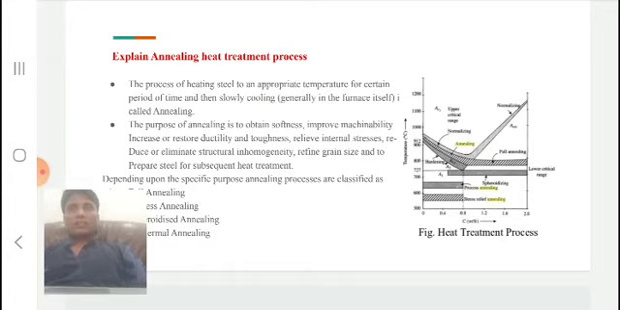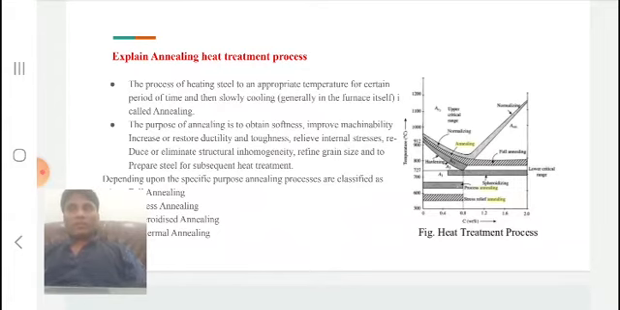The properties can be adjusted by using the annealing heat treatment process. This annealing heat treatment process is carried out in three stages. One is heating, the second is soaking, and the third is cooling. Cooling will differentiate what kind of heat treatment process it is. For example, if I cool it very slowly in the furnace itself, then it is called annealing.